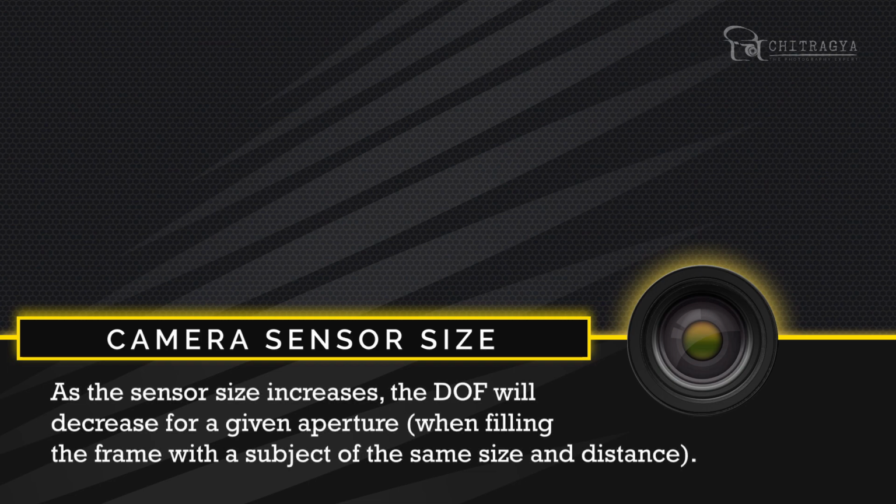As the sensor size increases, the DOF will decrease for a given aperture when filling the frame with a subject of the same size and distance. This is because the larger sensors require one to get closer to their subject or to use a larger focal length in order to fill the frame with that subject.